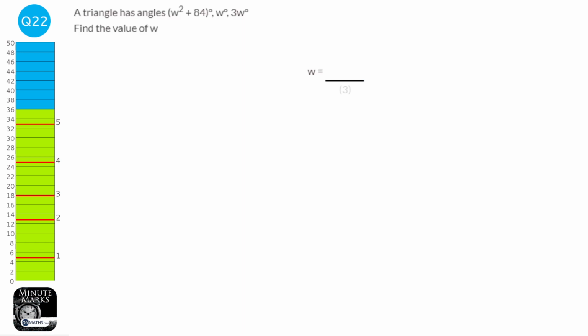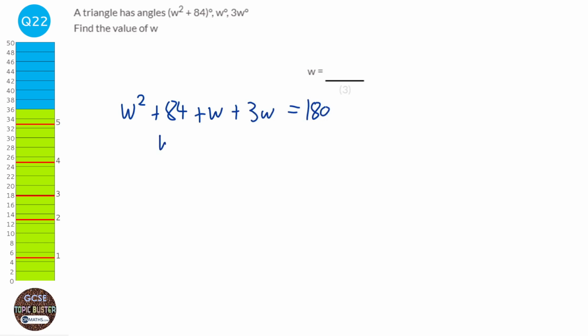So the thing we know about triangles is their angles add up to 180. So what we can do is we can say w squared plus 84 plus w plus 3w equals 180. And let's just put that together. So it's w squared plus 4w plus 84 equals 180.